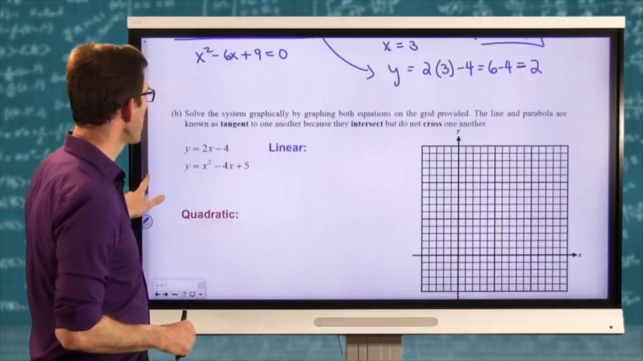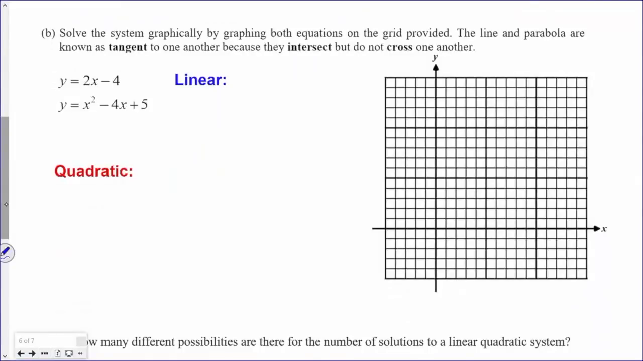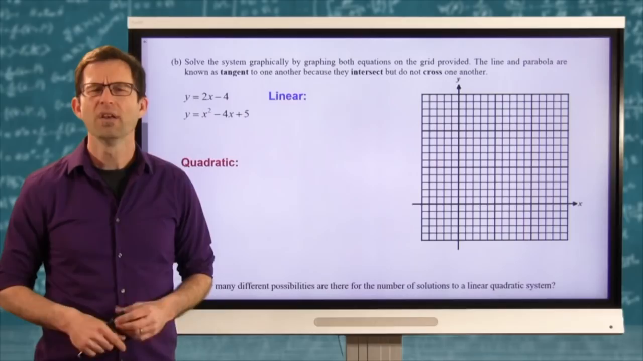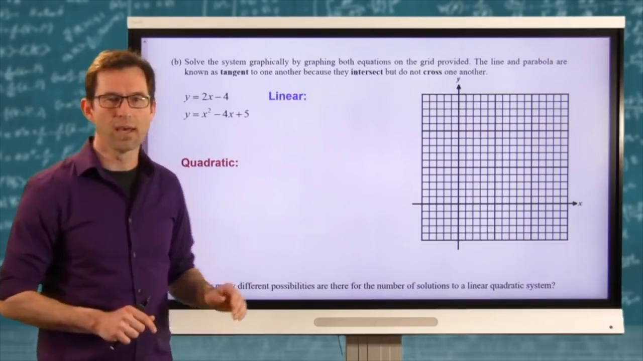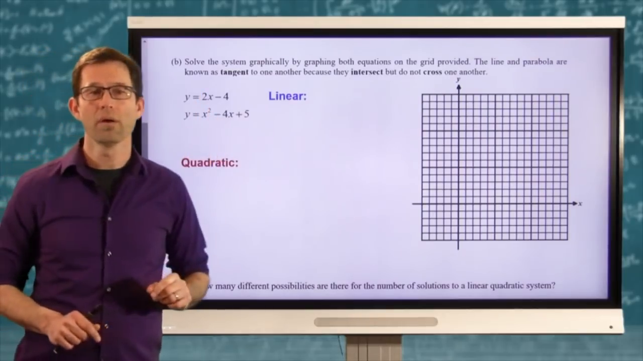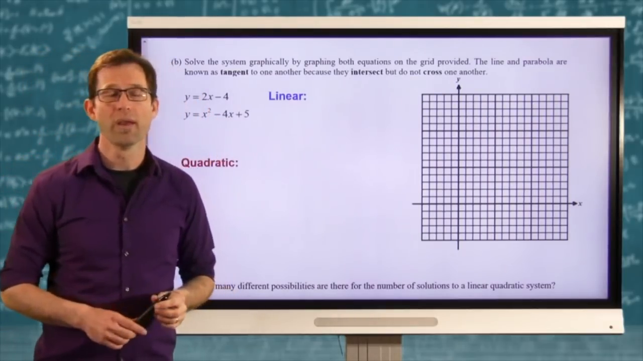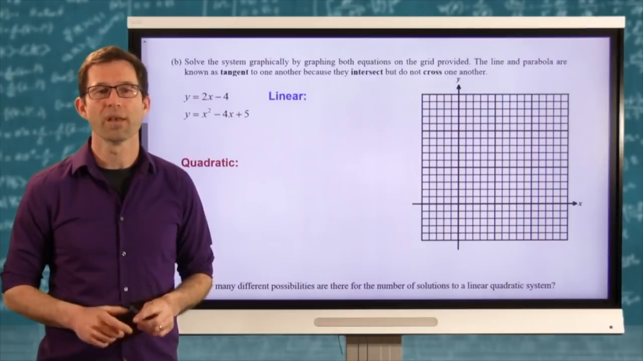All right, scrolling down a little bit, letter B says solve the system graphically by graphing both equations on the grid provided. The line and the parabola are known as tangent to one another because they intersect but do not cross each other. Let's take a look at that. All right, how about this? Why don't you attempt to graph both the line and the parabola on your own, and then we'll go through it and see why it only has one solution.